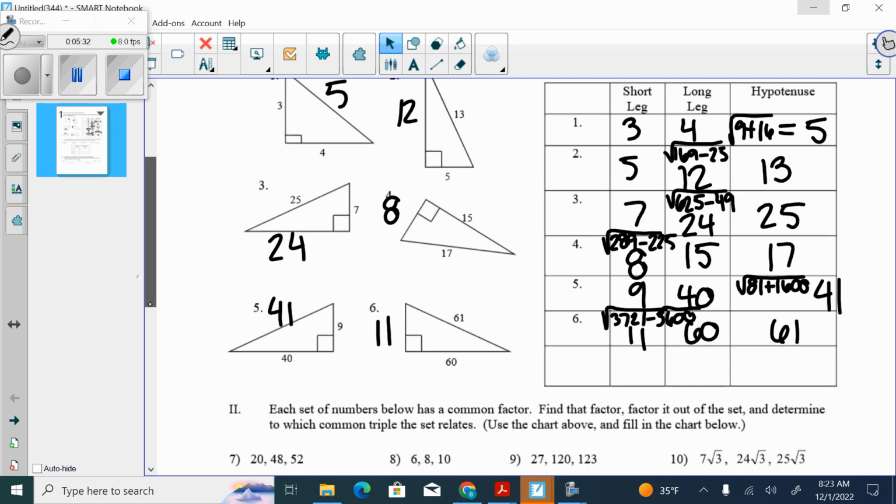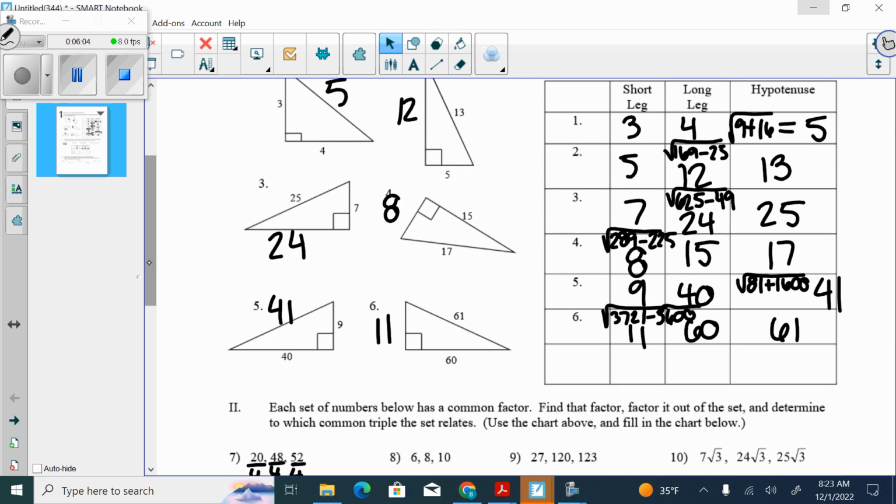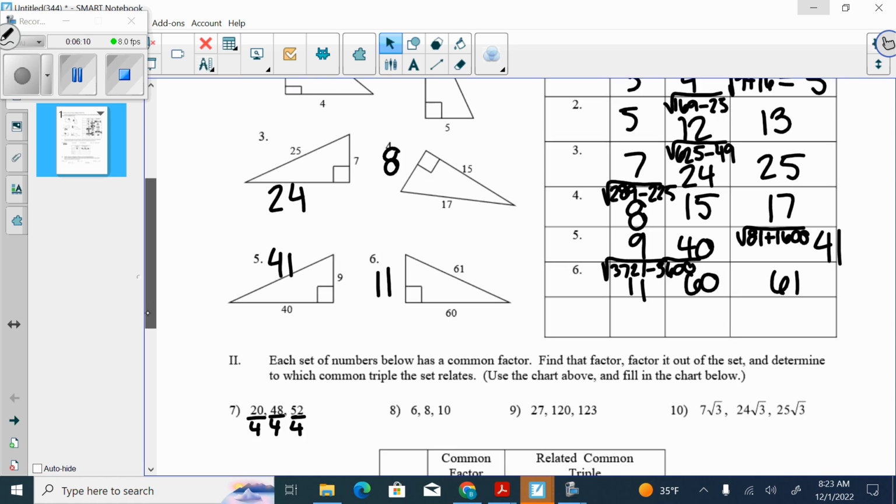Okay? So on number 7, what would be the greatest common factor between those 3 numbers there? 4, right. So if I divided all of these by 4, what do we end up with for our numbers? 5 and 12, and you don't need to do the math. Look up here, guys. Once you know it's 5 and 12, it's going to have to be 13. Okay, so if you know your chart, then you don't have to solve for all of them.